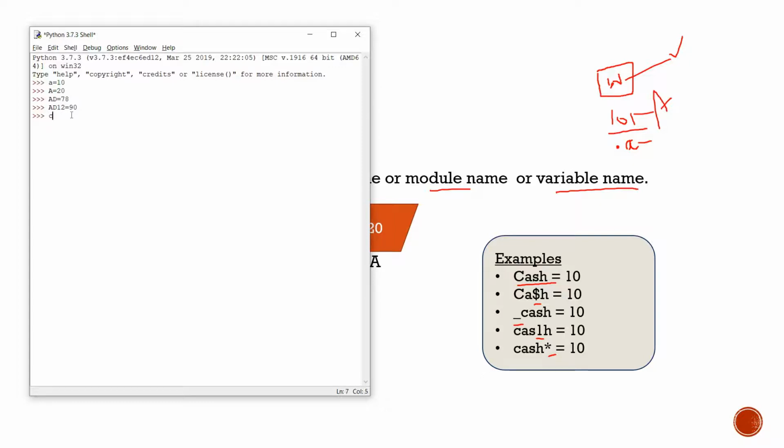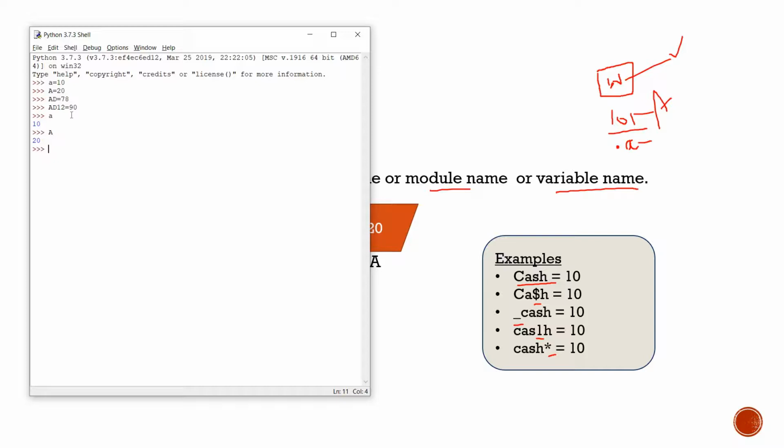First we will access them. If I say A, it is giving me 10. If I write capital A, it is giving me 20. So that means Python is a case sensitive language. For it, lowercase and uppercase are completely different.